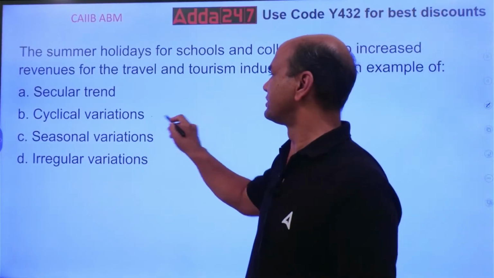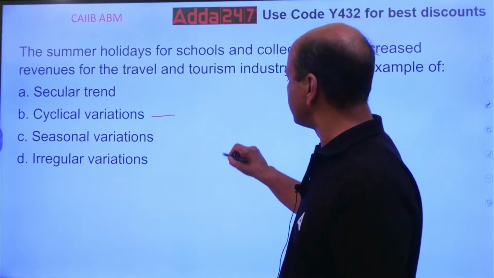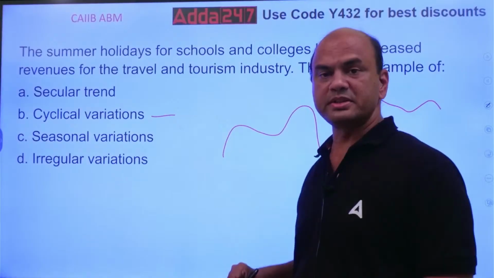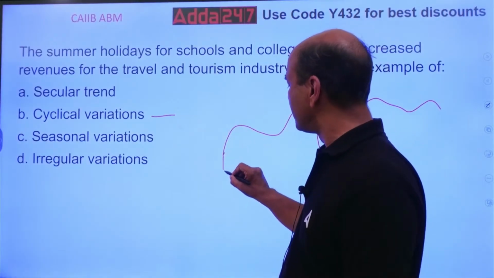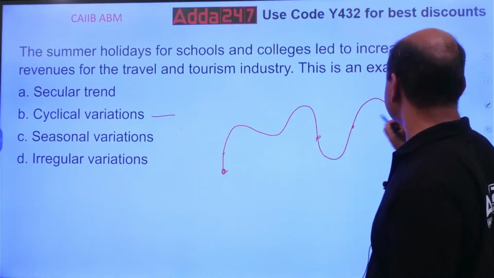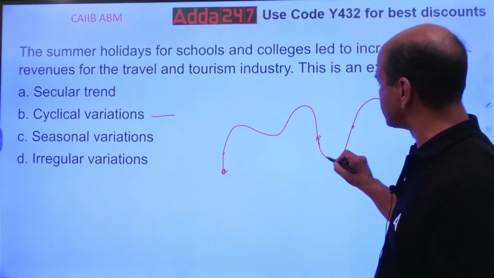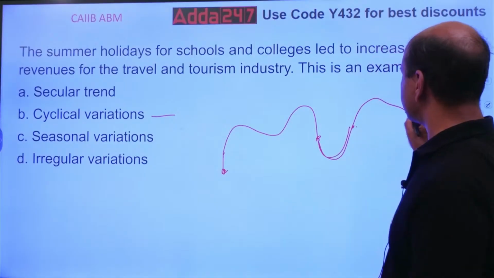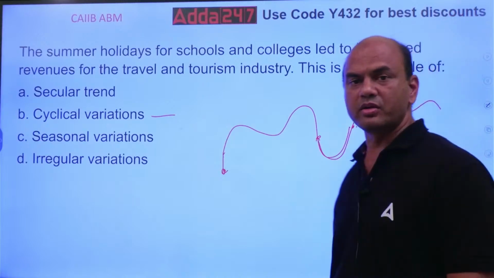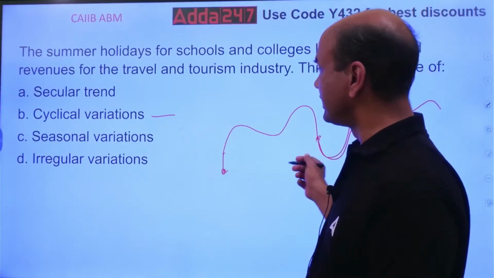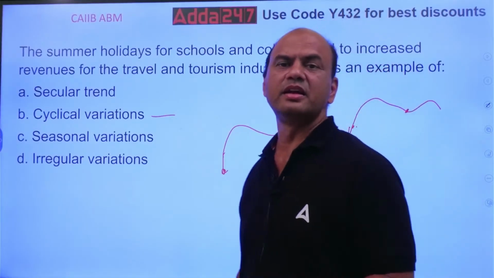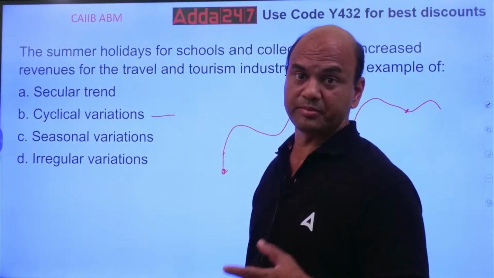Cyclical means this. It is again this. But here the problem is you cannot tell what will be the duration of this. It can be this much, it can be this much. Say this duration is small, this duration is big, this is very big. So you can't predict the period or tenure. That is cyclical. Generally the business cycles, your prosperity, recession, depression, you cannot predict the time.